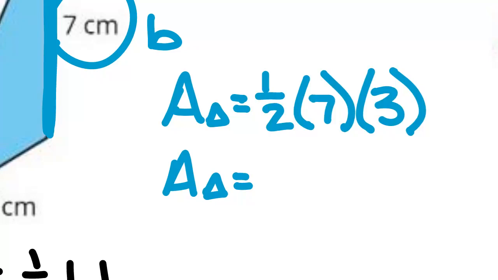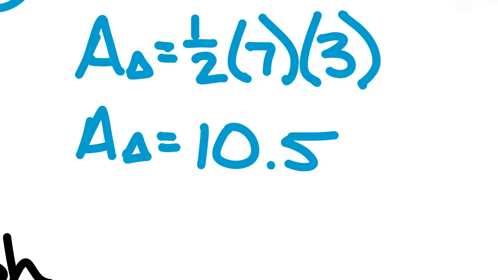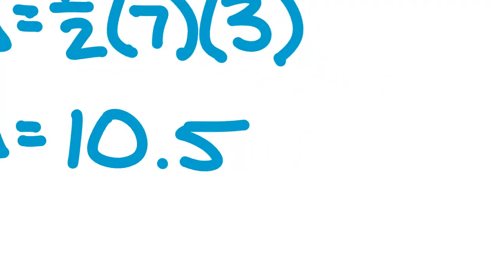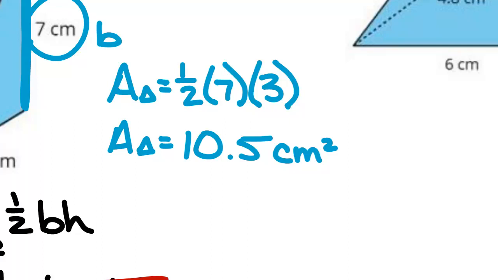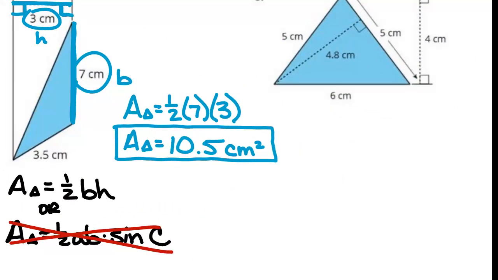Now I need you guys to multiply those pieces together for me. 1/2 times 7 times 3. 10.5. Do we need units with that? Centimeters squared. A lot of these examples are using centimeters. Be careful though. Look at the units that you've been given in the problem. It won't always be centimeters.